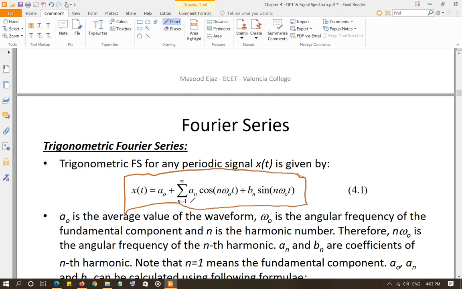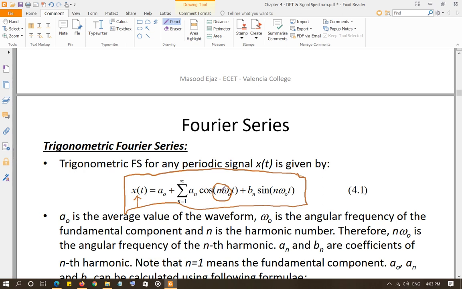N, of course, is going to be the number of the sinusoidal component which is part of x(t). Again, n equal to 1 means it's the fundamental component with the frequency of omega naught. Look at this n omega naught. Omega naught is the fundamental frequency, that is the frequency of the signal x(t). So for n equal to 1, cosine omega naught t and sine omega naught t are the frequencies of the fundamental component.